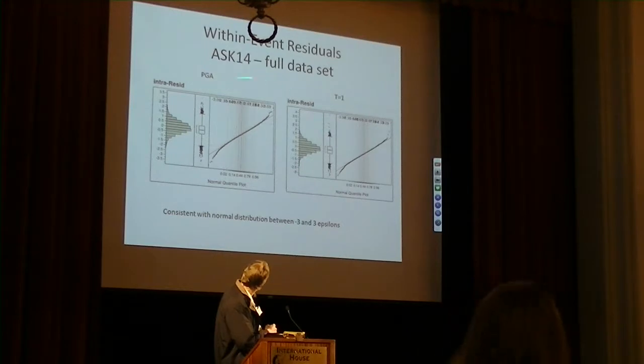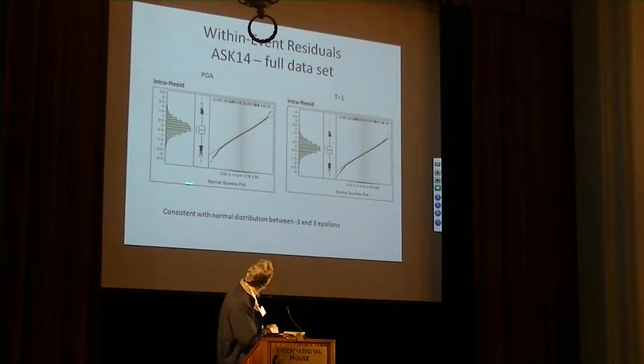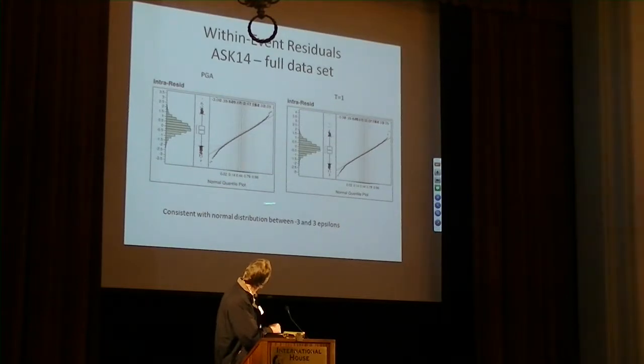Okay. So these are normal probability plots from the ASK model for the within event residual. On a normal probability plot, we have the expected quantile on the x-axis and the observed quantile on the y-axis. We're interested in the upper tail. We really don't care about what's happening on the lower tail.